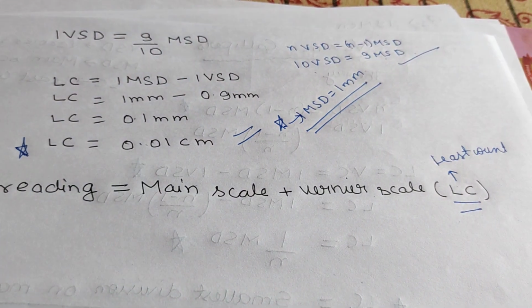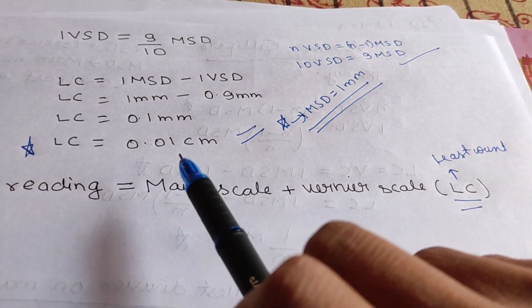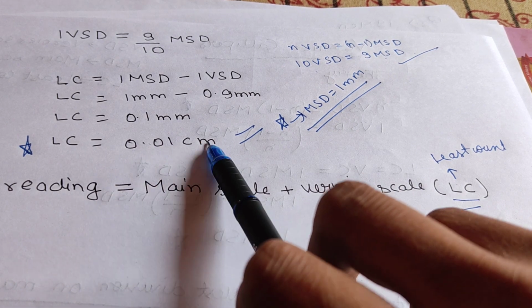So the least count is equal to 0.01 centimeter.